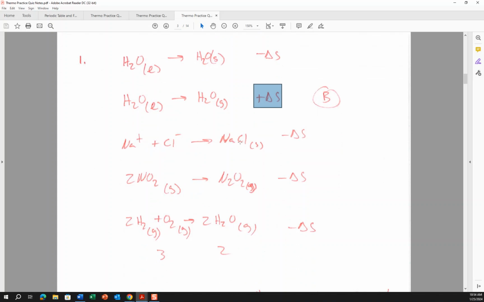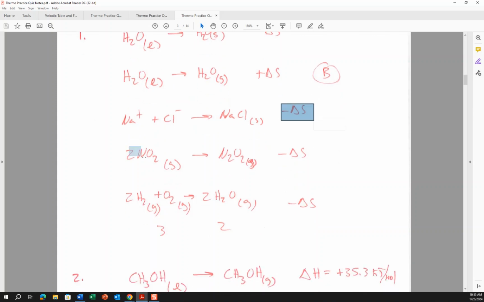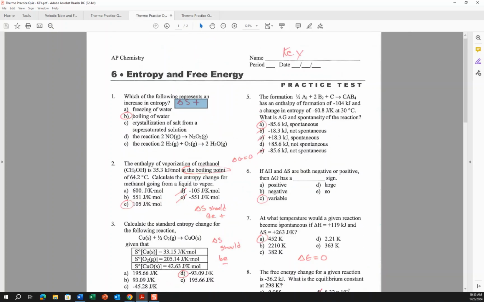The precipitation of sodium chloride, so aqueous ions to form solid. Aqueous ions move around, so they're more random than solid ions that are stuck in a fixed position. So ions precipitating out of solution, that would be a negative entropy change. 2 moles of gas particles to 1 mole of gas particles. Less gas particles would be less random, less disordered, so that would be a negative delta S. And notice here we have 3 moles of gas going to 2 moles of gas. So again, less gas particles, that would be a decrease in entropy. So the answer to number 1 would be B, okay? The boiling of water, because the boiling of water would be liquid to gas, all right?